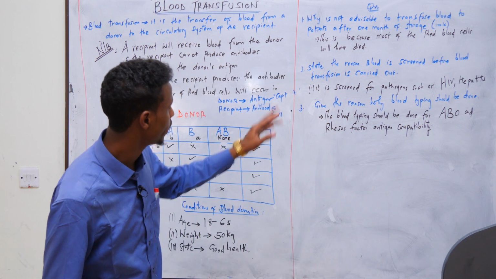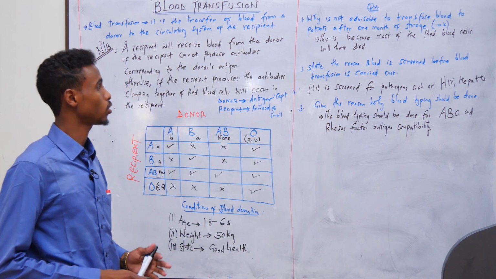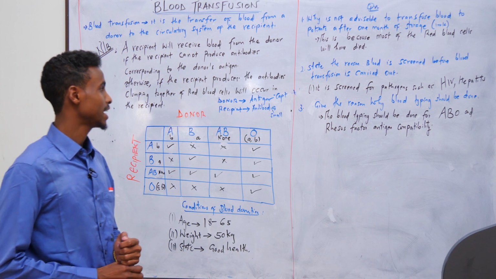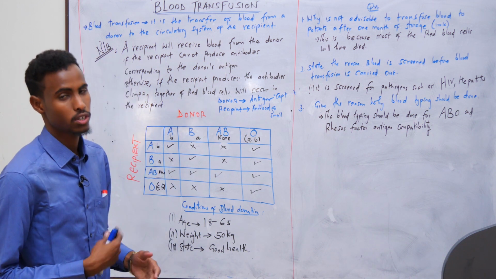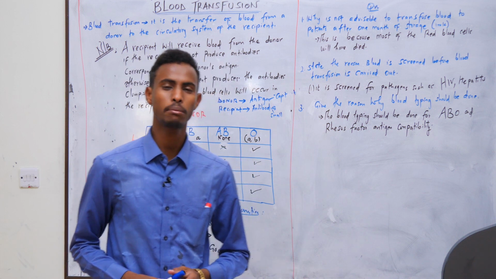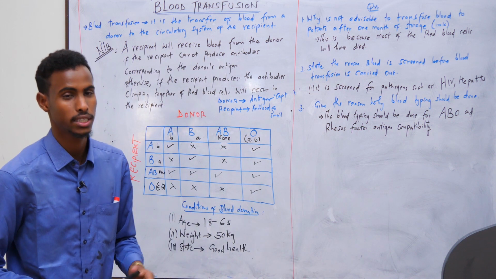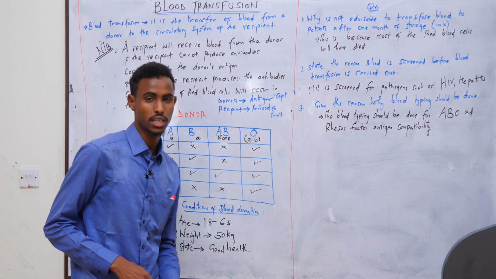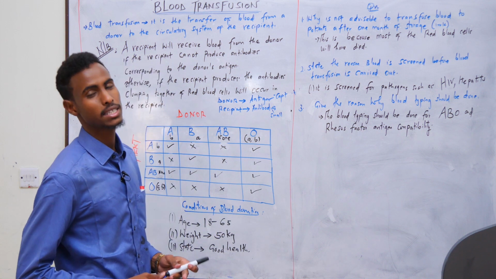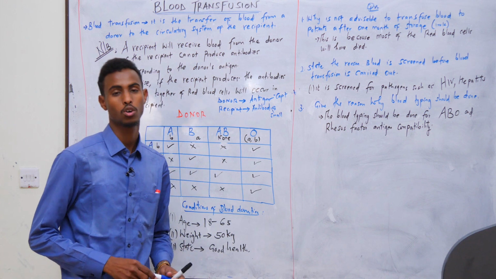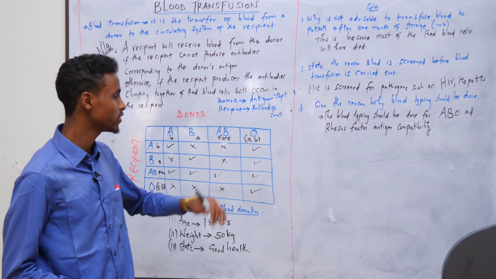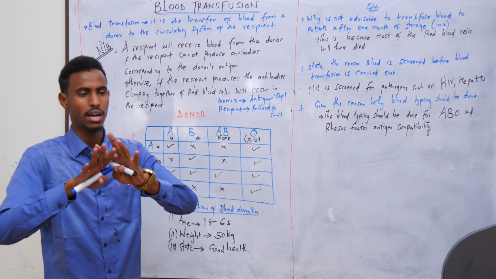Now, let's look at this question. Question number one: why is it not advisable to transfuse blood to patients after 1 month of storage? Now, class, we know that red blood cells have a very short lifespan, and by the time 1 month ends and this blood was outside, most of the red blood cells will have died, although we can have some others still alive.